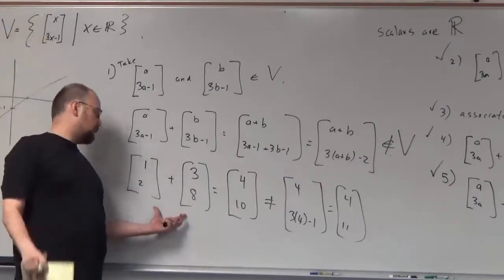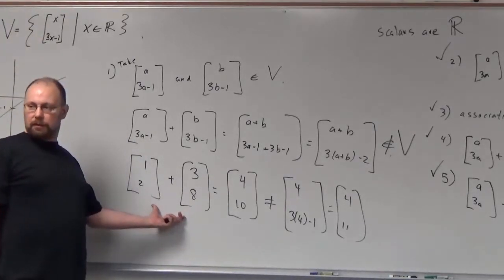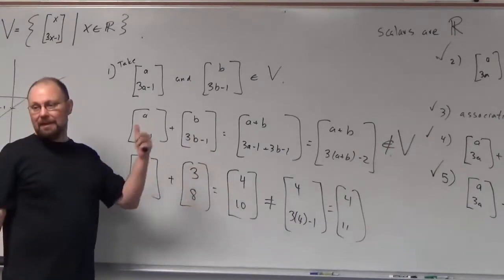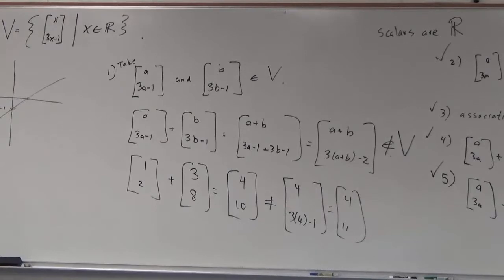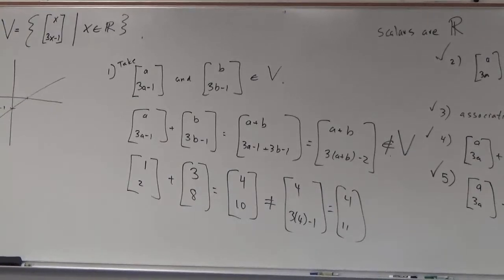Remember, the closure properties have to hold for all pairs of elements in your set. So as soon as you find a pair where the sum is not in the set, we found a counterexample, and we say that the set is not closed under addition. So we can stop. It can't be a vector space. You can show that it's not closed under scaling either if you want for practice.